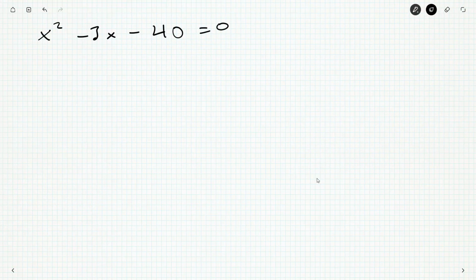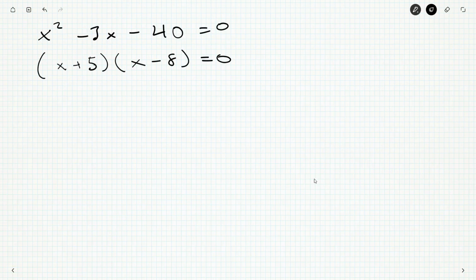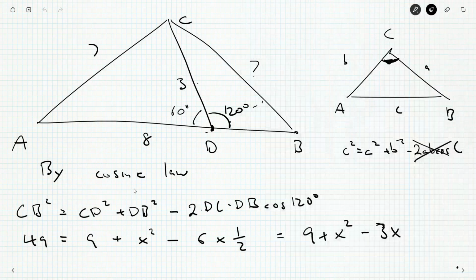Quadratic formula, or try and factor it out. Two numbers that multiply to 40 that differ by 3 are 5 and 8. And so we'll have x plus 5, x minus 8. So it's got to be 8? No, that can't be right. I must have done something wrong. I feel like I'm off by a sign.